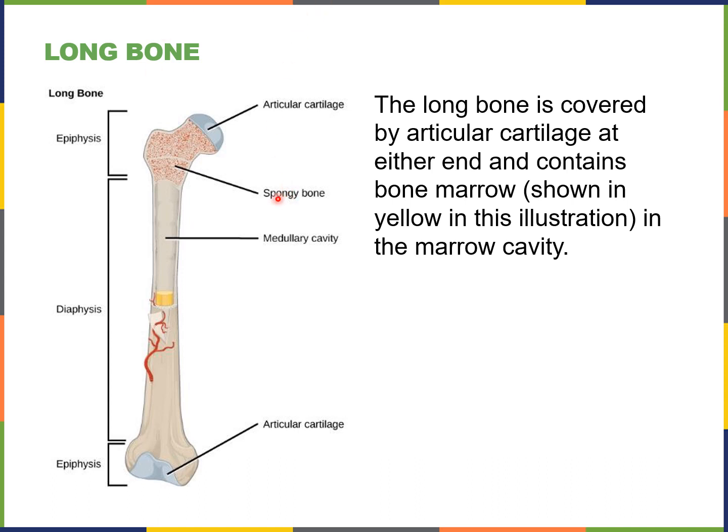Sorry, I think I said that the epiphysis has the bone marrow. The diaphysis does. So you can see it here in yellow, and it's usually pretty much filling this cavity here. We also have the red bone marrow, which includes the red blood cells as well.